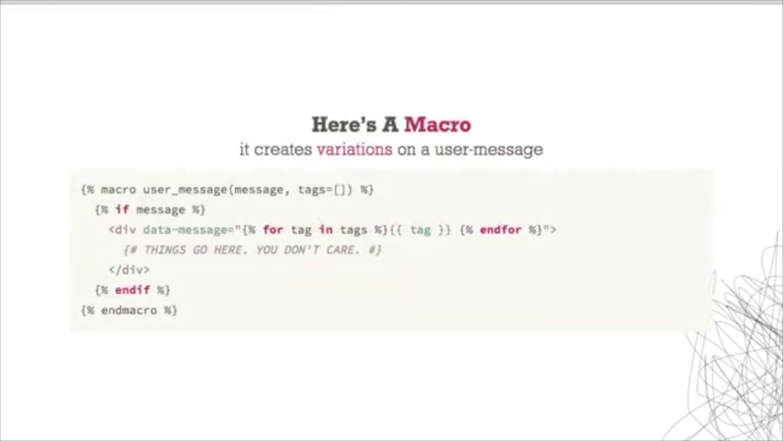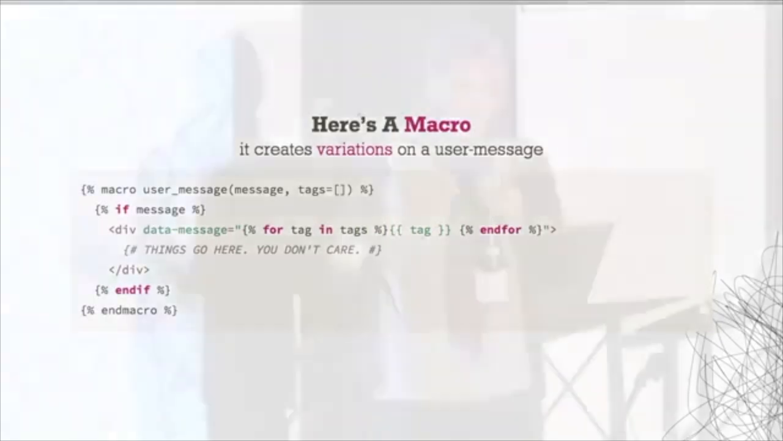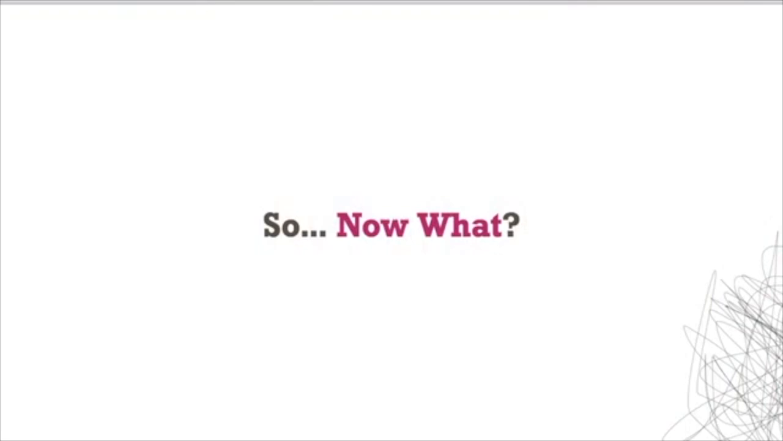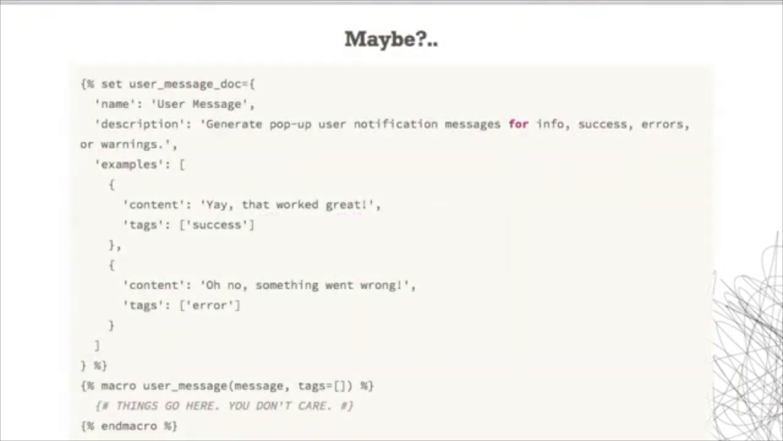We have a macro. You don't actually care what's inside of it, but we can call that macro. And then what? How do we document that? We don't have an answer. We're working on that. So maybe this is trying to mimic how those Sass inline documentation tools work, but doing it in Nunjucks. Maybe that'll work. I don't know.